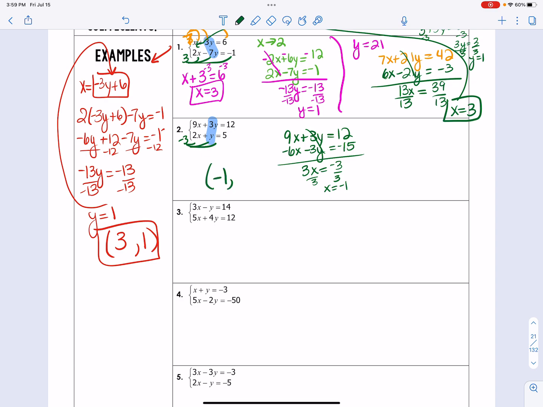So I can put that back into either equation. That one has smaller numbers. 2 times -1 is -2 plus y equals 5. So I would add 2 and my answer is 7. So I get the answer of -1, 7. Okay, so I would like you to pause the video and try number 3 and number 4 by elimination. Pause and do 3 and 4.